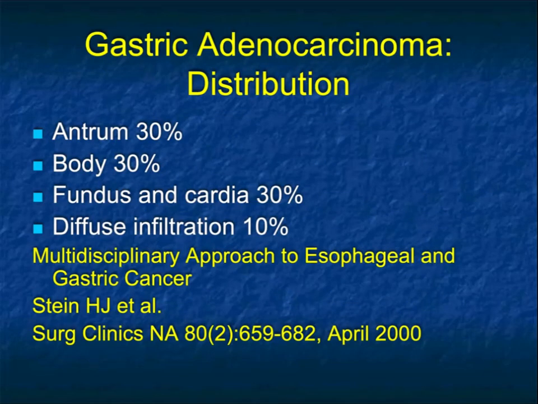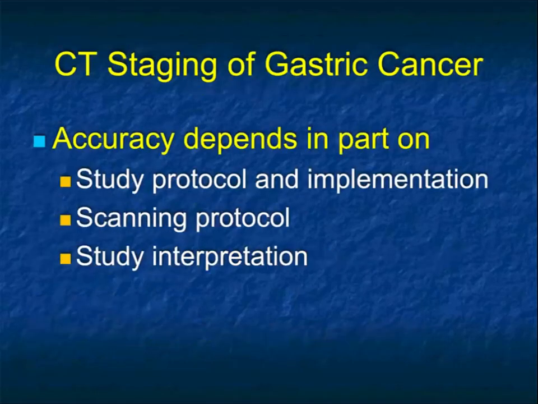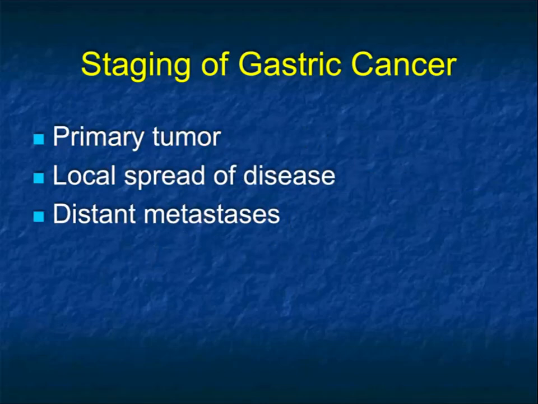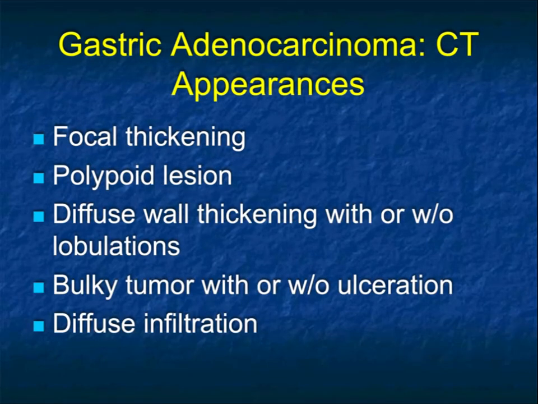Now, when we look at gastric adenocarcinoma, the distribution is fairly symmetric throughout the stomach, and about 10% of cases are diffuse infiltration, kind of what we think about as a linitis plastica appearance. Our accuracy in staging depends on the study protocols and study interpretation. Things we need to consider: detection and definition of the primary tumor, local spread of disease, as well as distant spread of disease.